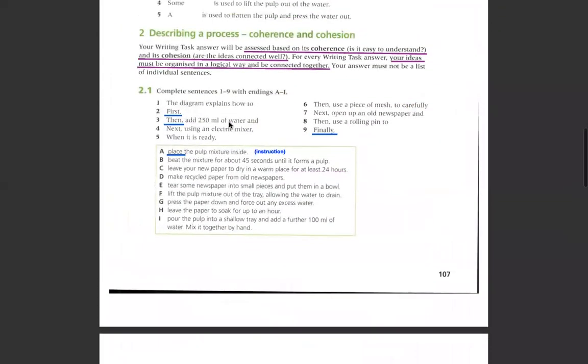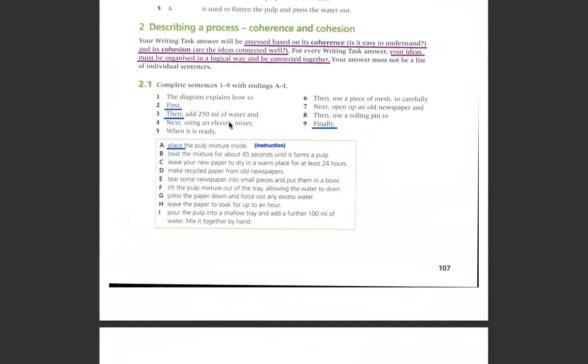Right, the next thing you can do is think about how you can describe this process. We do that by using words like first, then, finally, and so on. These words help us to improve our coherence and cohesion. Remember, this means coherence, is it easy to understand?